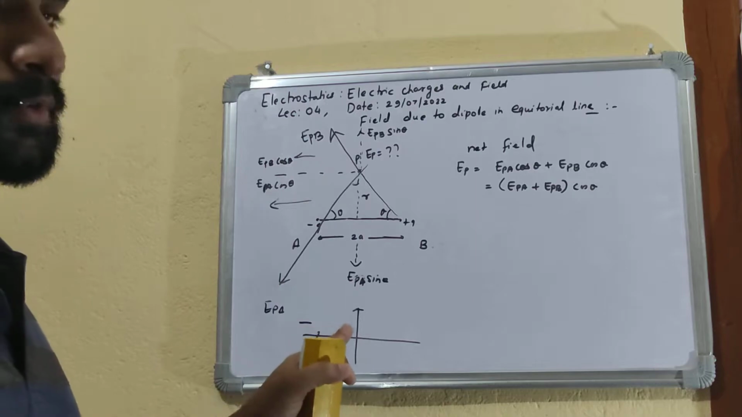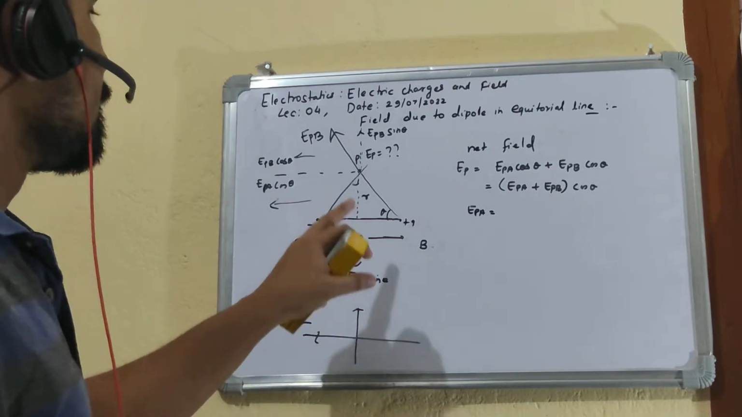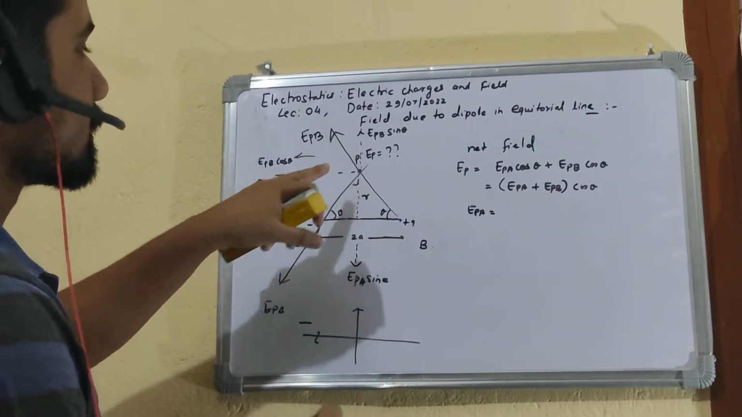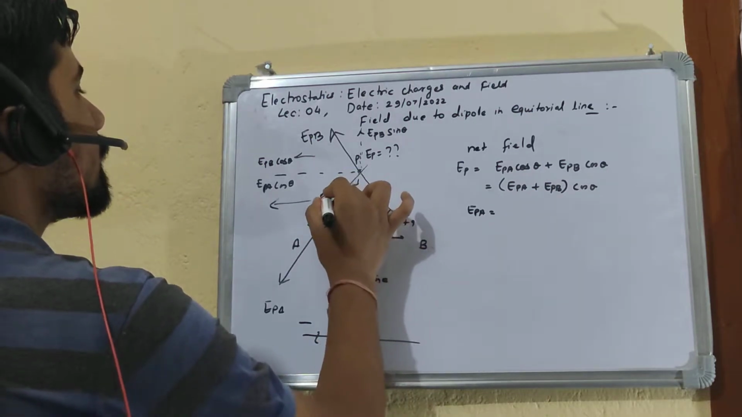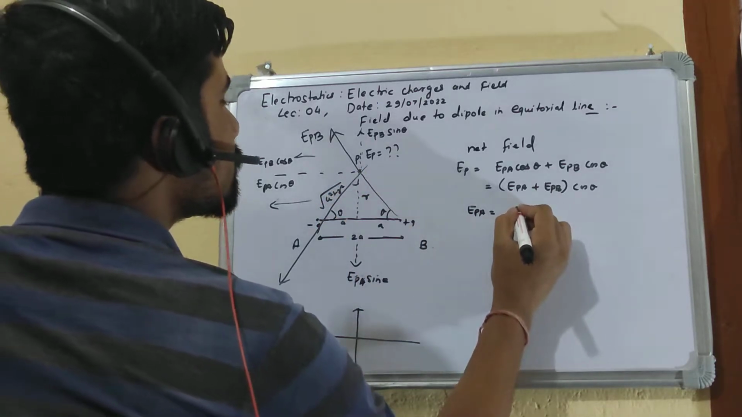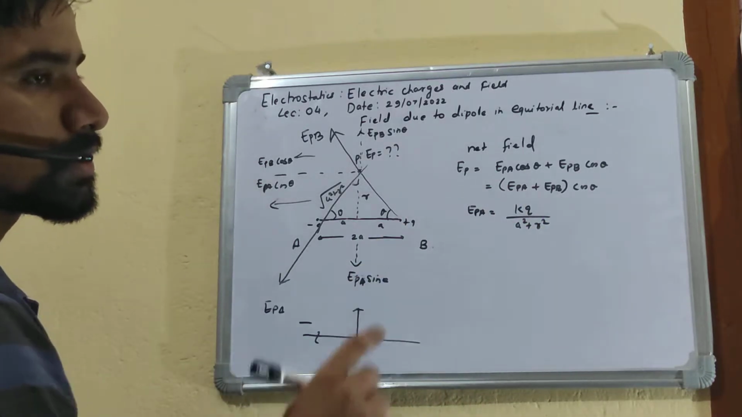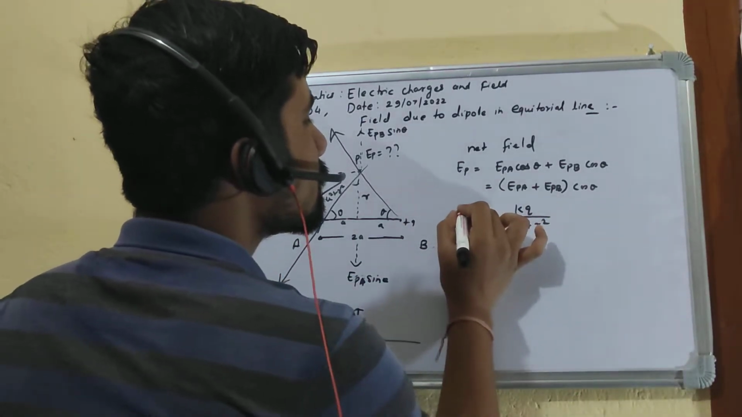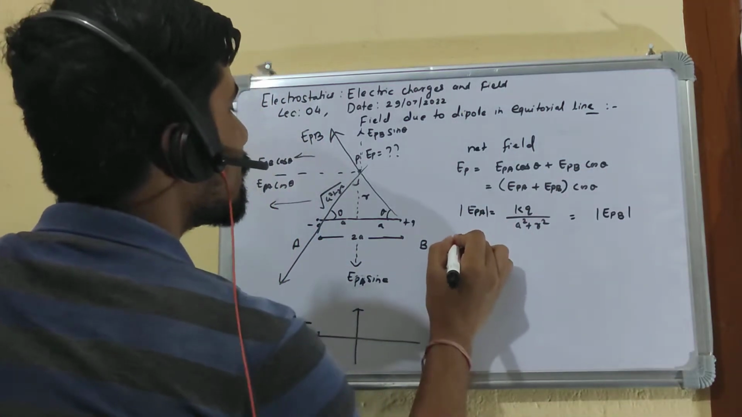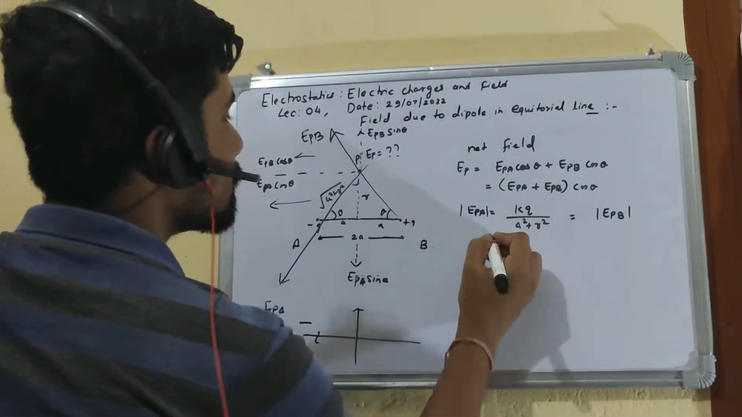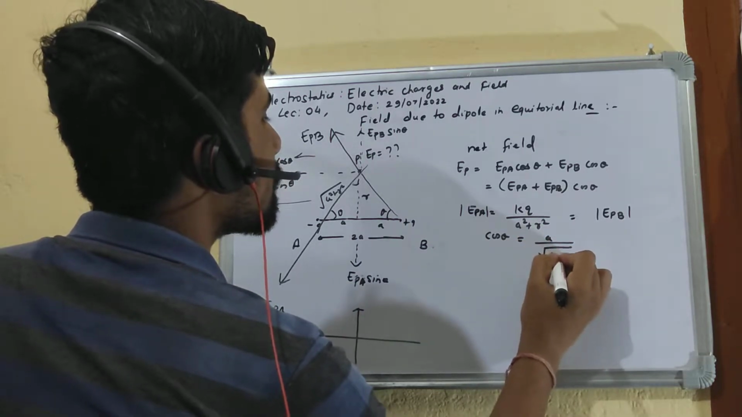Now we know the formula for the electric field. EPA is nothing but kq by the distance squared. This distance is, since this is a, this is a, this is r, under root a square plus r square. So this will be kq by (a square plus r square), since it is under root, whole squared. The magnitude of EPA is the same as EPB. Also, cos theta is a by under root a square plus r square.